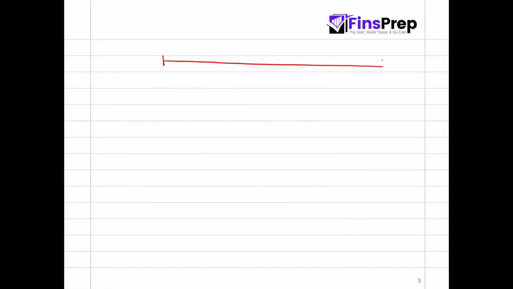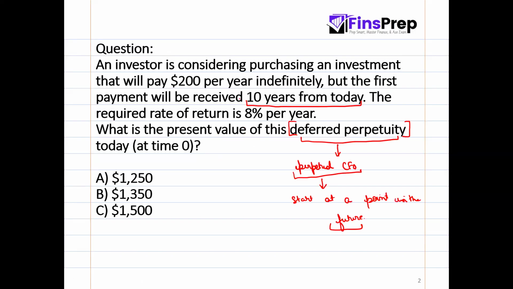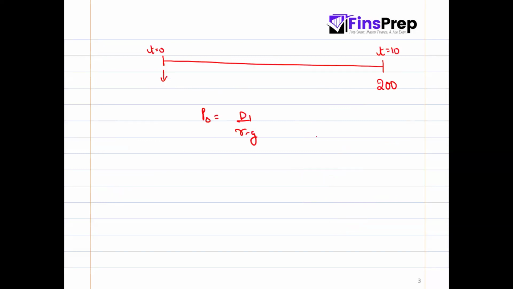So let's draw the timeline. We are at t is equal to 0 and the first payment will be received at t is equal to 10. So first payment of 200 will be received at t is equal to 10 here. Now the present value of the perpetuity can be computed using the Gordon growth model. In this case, it is mentioned that the cash flows will remain the same. So what will be the growth? Growth would be 0.